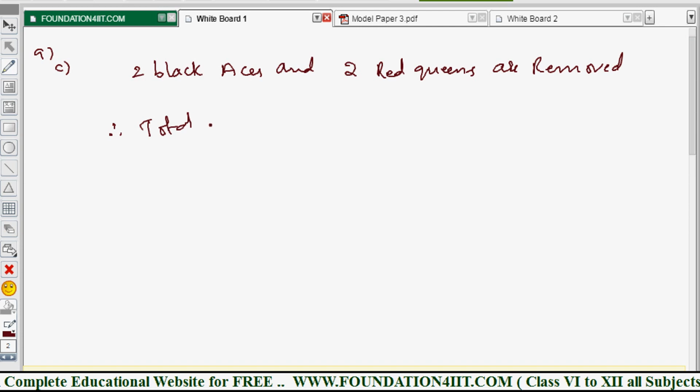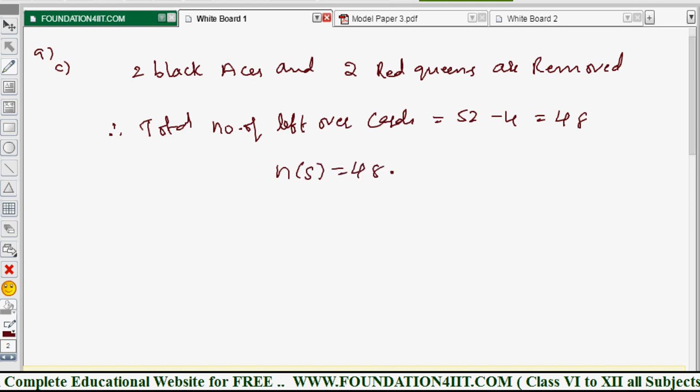So the total number of leftover cards is, out of 52, 4 are removed. Therefore, 48 is the sample space. That is n(S) equals 48. Now, the first question is the card drawn is a black honor card. So only black honor cards should be taken. So the first event is that the card drawn is a black honor.